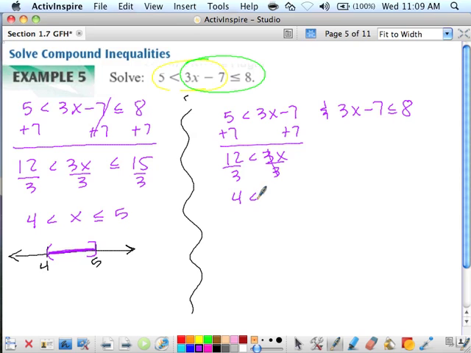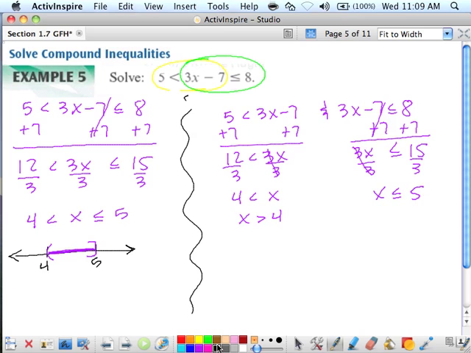So we end up with 4 is less than x. Another way of saying that is, you turn it around, x has to be greater than 4. Right. The other side, we add 7. Divide by 3. And we see that x has to be less than or equal to 5. Now you have to understand that this was presented to you as an and inequality. That means that both of these things have to be true at the same time. x has to be greater than 4, and x has to be less than or equal to 5. The only numbers that are going to satisfy that are the ones in between 4 and 5.